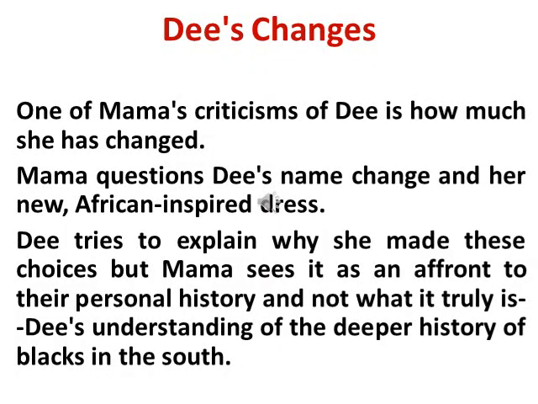One of Mama's criticisms of Dee is how much she has changed. Mama questions Dee's name change and her new African inspired dress, although it is all appearance. Dee tries to explain why she made these choices, but Mama sees it as an affront, an attack on their personal history, and not what it truly is: Dee's understanding of the deeper history of blacks in the South. It is the conflict of two viewpoints.